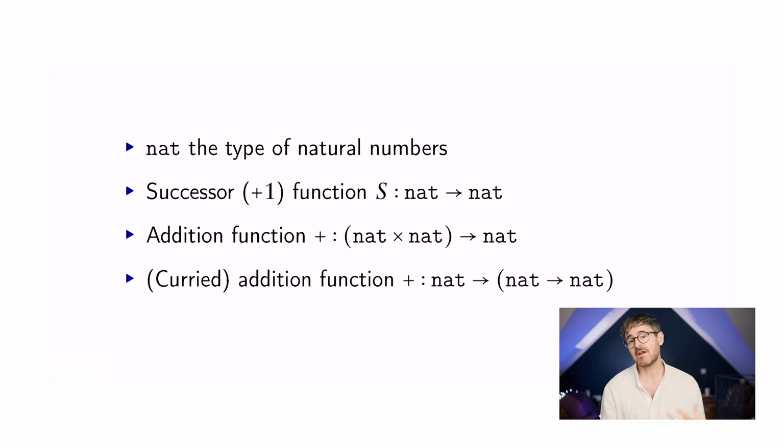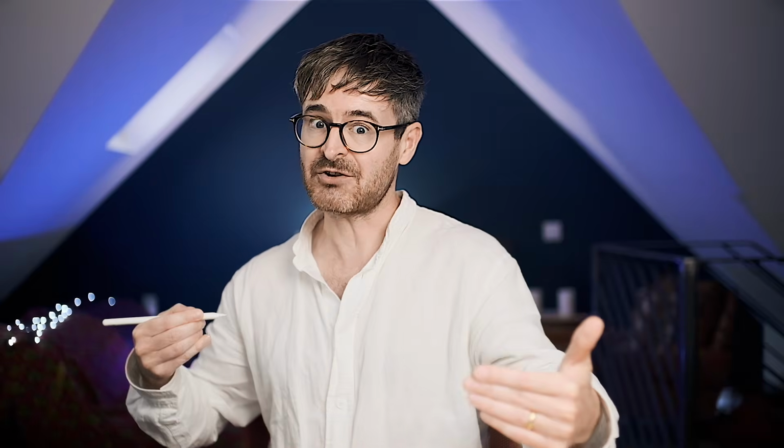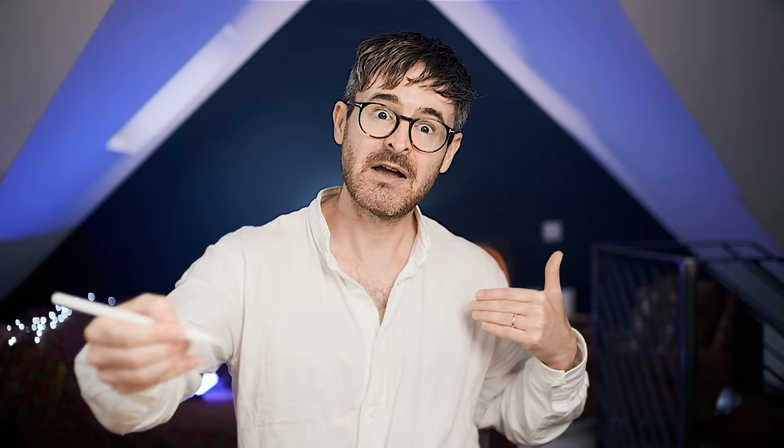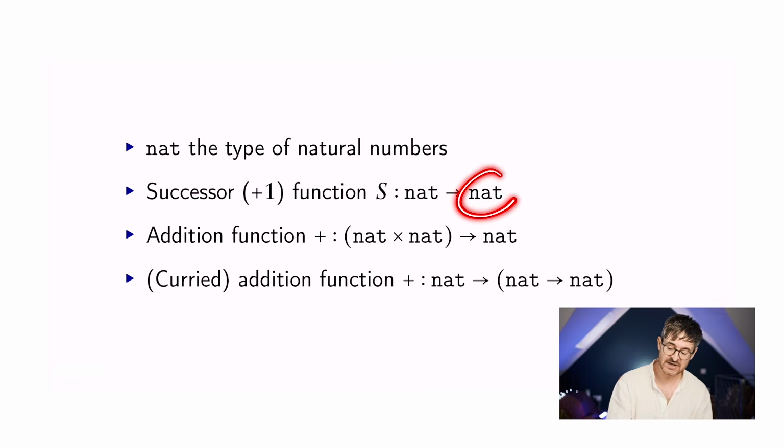Now think of the kind of functions that we can do on those objects. So we've got the successor function, or the +1 function. That's a function that takes in one natural number and gives us back a natural number. So it's got the type nat to nat. We're going to write it like this to mean it's a function whose input is a natural number and its output is a natural number.